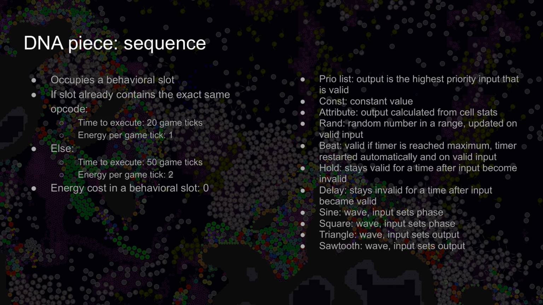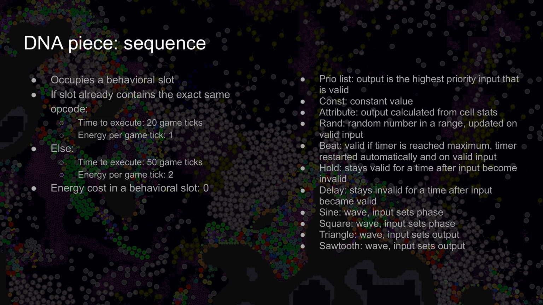The next one is attribute. It takes the energy or hit points of the cell, then outputs it after scaling. Rand is outputting a random value in the given interval every time there is a valid input. Beat is the first sequence. It has an internal counter that increases by 1 every game tick. If the internal counter reaches maximum, it outputs a valid 255. Otherwise, it outputs an invalid 0.